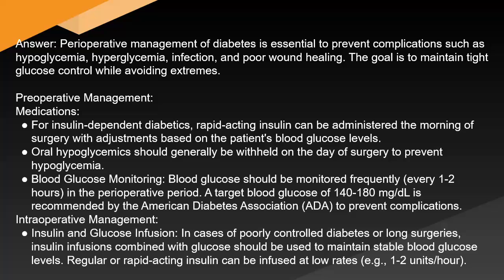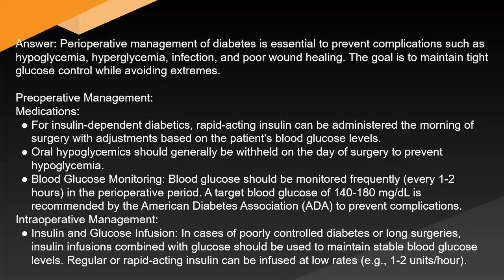Blood glucose should be monitored frequently, every 1-2 hours, in the perioperative period. A target blood glucose of 140-180 mg/dL is recommended by the American Diabetes Association (ADA) to prevent complications. Intraoperative management: insulin and glucose infusion.